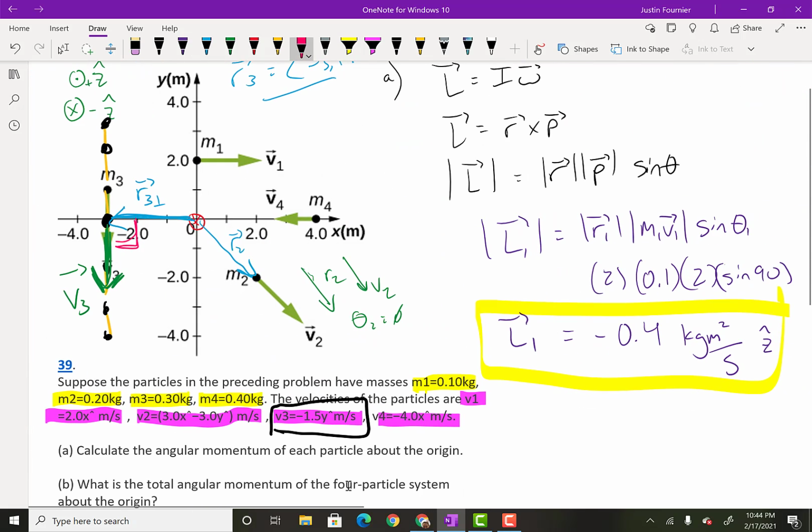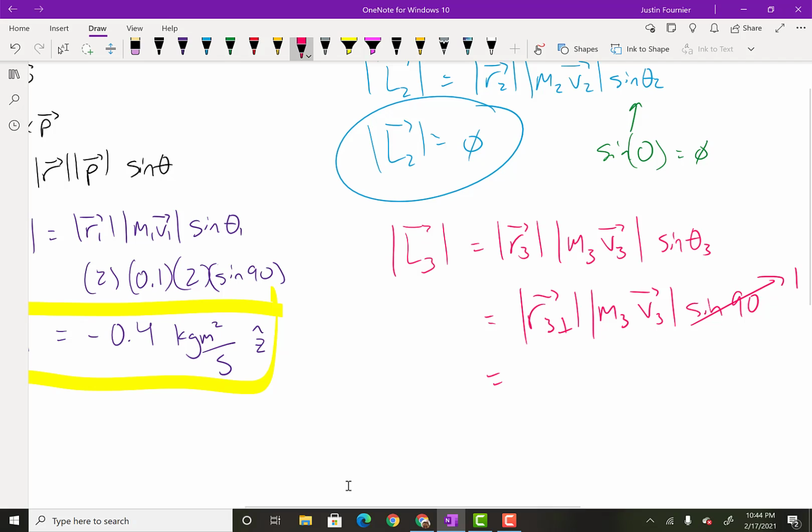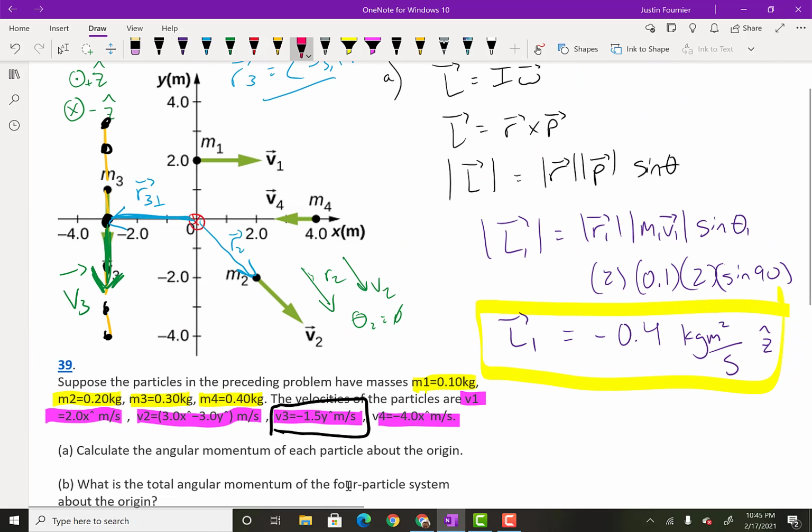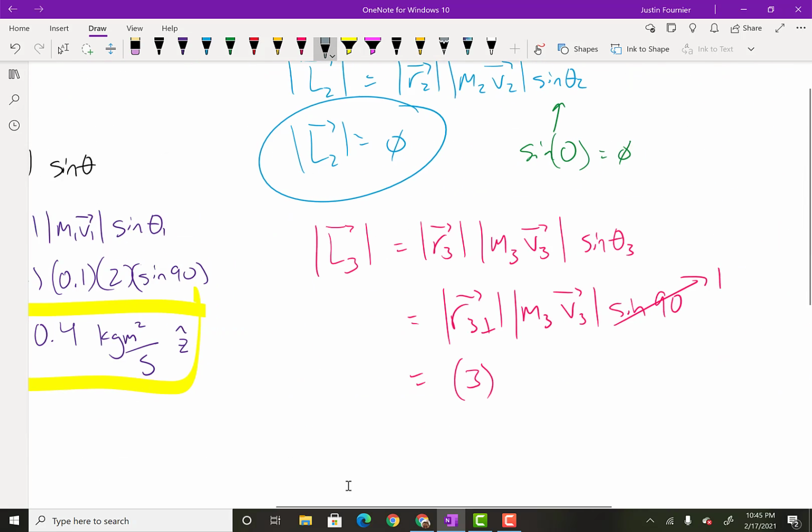R3 perpendicular, that's just, let's see, this is -2 here. And at this point it's between 4, so it's going to be -3. But -3 in those brackets just means +3, because it's the absolute value brackets. I'm just taking the magnitude. And then we got the angle is 90 degrees. We got that already. And then v3, they told me, was 1.5.